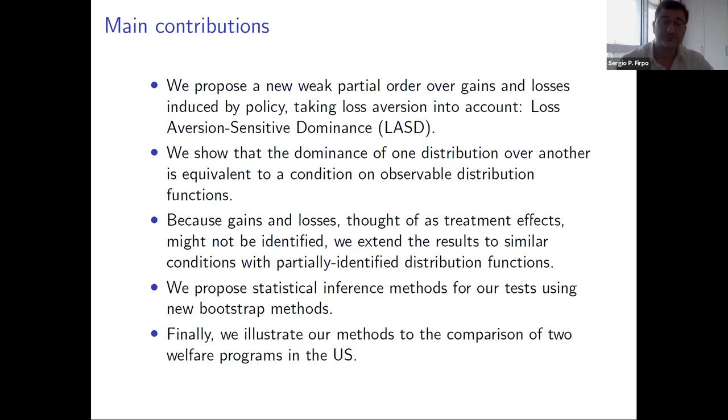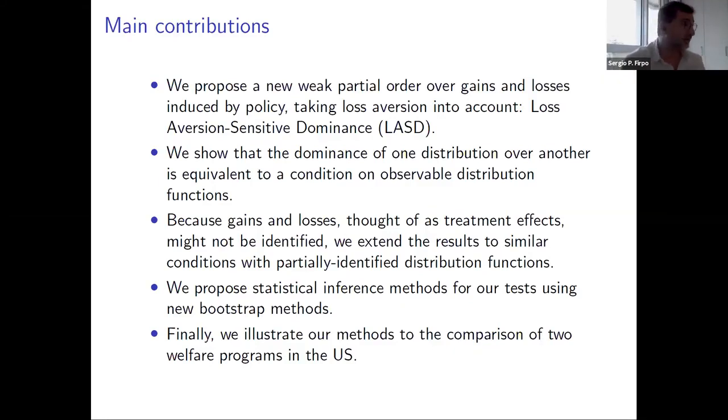And so we use bounds on those distributions and derive the same type of relationship, but now using bounds. And we show that when you use bounds, you're going to have a sufficient condition, such that if it holds, then policy A will be preferred over policy B. But we also have a necessary condition which is less stringent, and it can also be verified from the data.